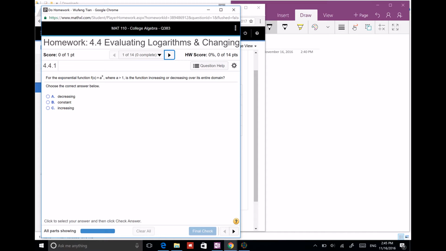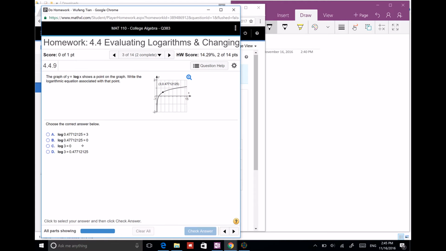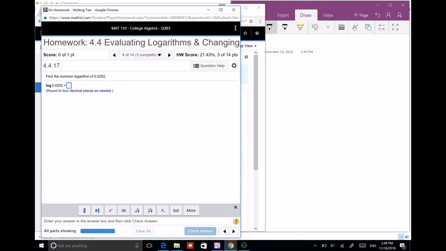Hello everyone, in this video we're going to look at the section 4.4 homework. For the exponential function f(x) equals e to the power x, where a is positive, a is bigger than 1, so it's an increasing function. Base e is called the natural log and base 10 is the common log. And log 3 equals that. You can use a calculator to find that.